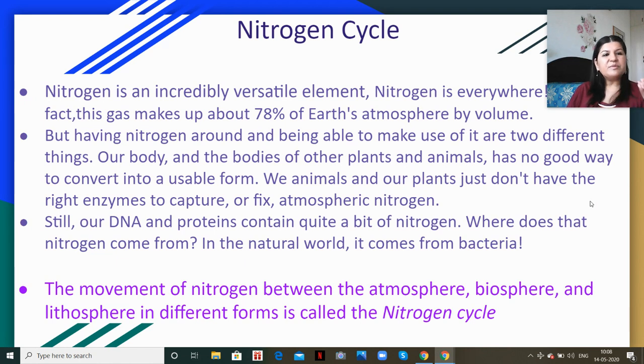So, nitrogen cycle. As you have studied in your junior classes, nitrogen makes up 78% of Earth's atmosphere. So this is the gas which is found in the largest amount in the atmosphere. And many times students ask us this question: oxygen is so important, other gases are so important. What is the importance of nitrogen to us?